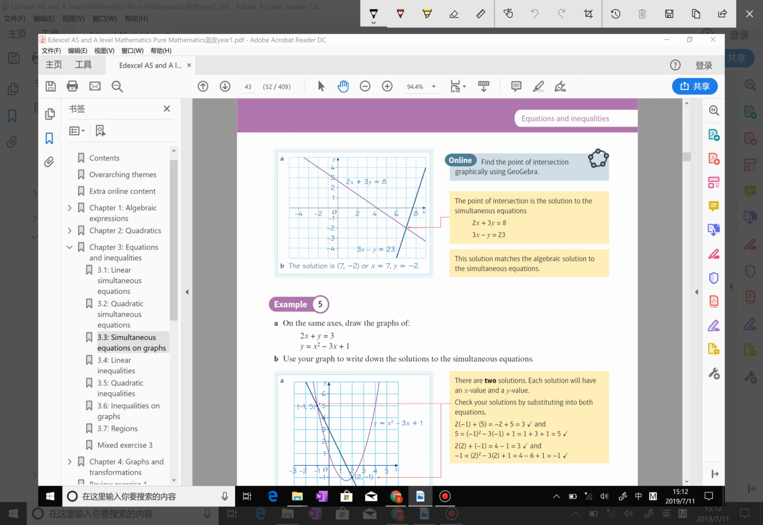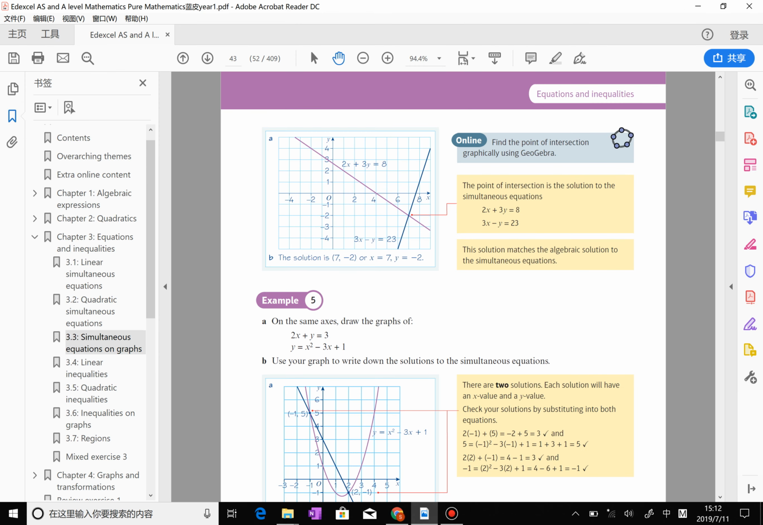And then, since we have already drawn the two lines, we have one intersection point. This point is the solution we want to find. The coordinates of the intersection point are (7, -2).